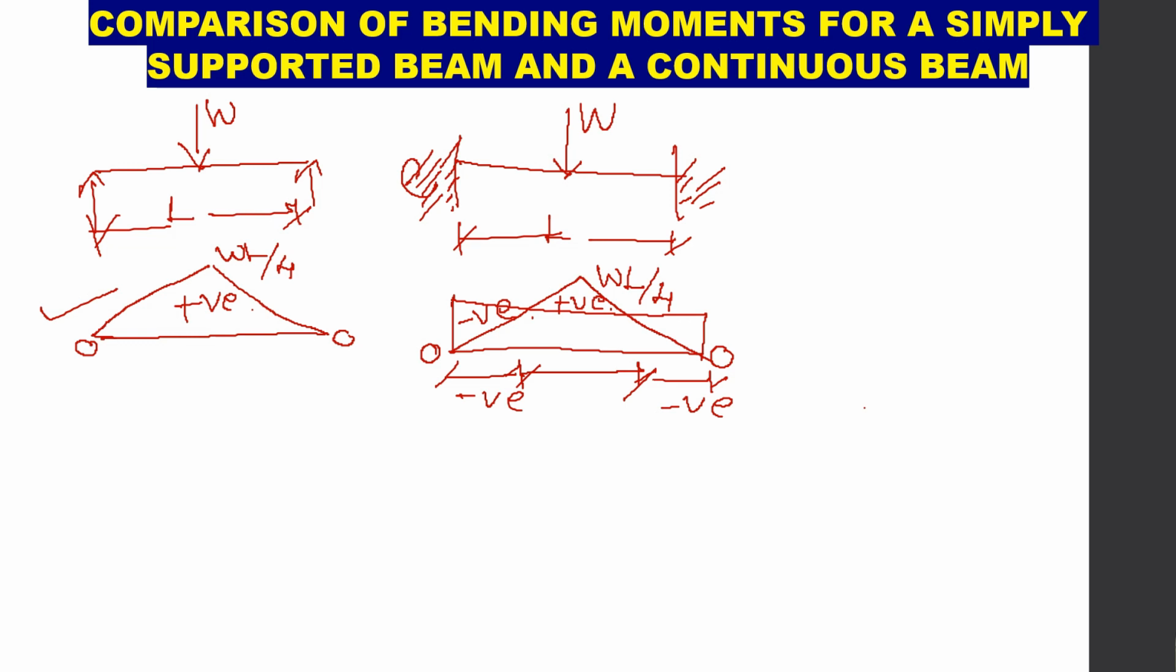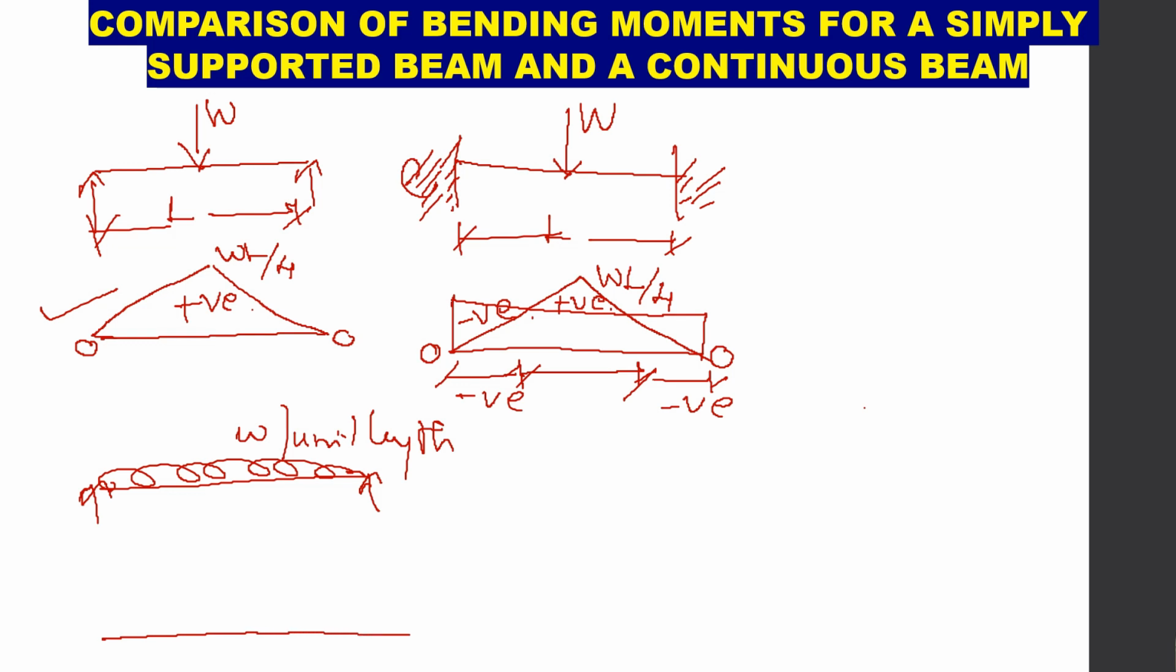Now we will extend this for continuous beams. So before extending for continuous beams, we will see one more example with UDL. So when a simply supported beam is subjected to UDL of W per unit length, the bending moment diagram will be drawn as a curved parabola. It will be like this.